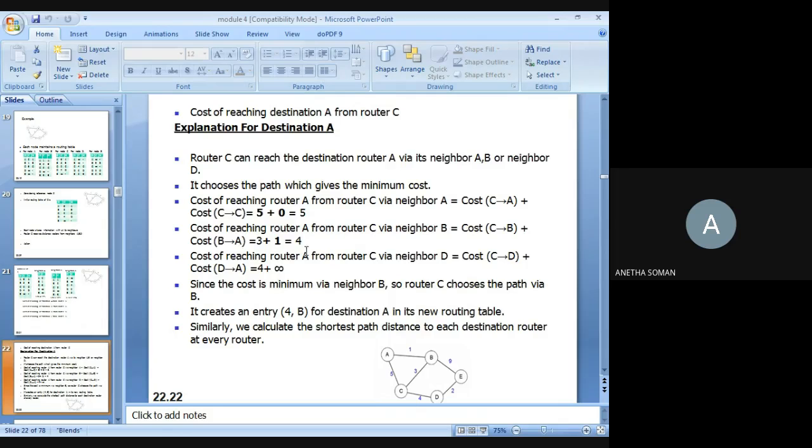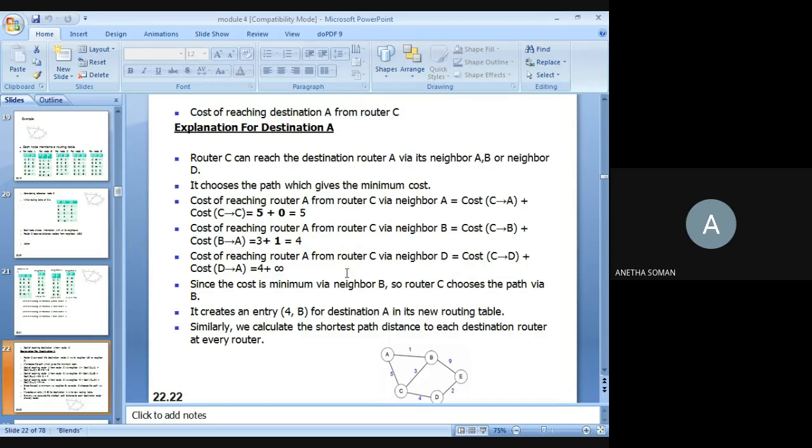Now, the third step, the cost of reaching router A from router C via neighbor D. I have to find out whether I can reach router A via neighbor D. So the equation is the cost from C to D plus D to A. The cost from C to D is given as 4, but for D to A you don't have a link, so it is infinity.